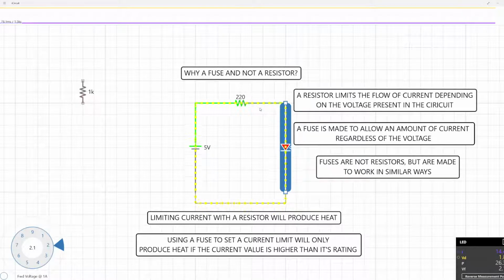So a resistor is going to limit the current dependent on the voltage present here. We have a 220 ohm resistor, and Ohm's law tells us that the voltage is equal to the current times the resistance, and then you can inverse that to get any of the formulas that you need. We're not going to get into all of Ohm's law today, but we have our little meter that is off the screen here. That's quite annoying here. Hold on.